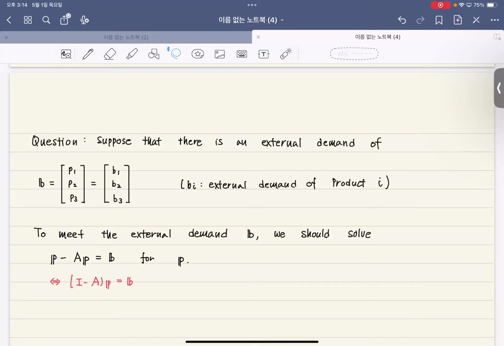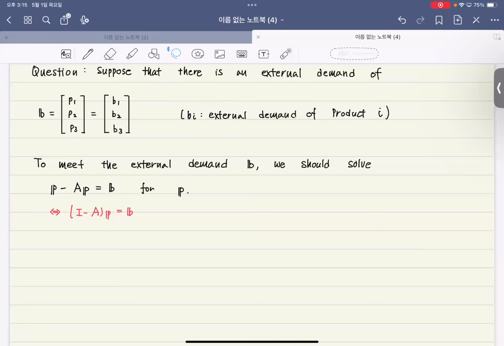So the question is, in order to meet this external demand, which I will call B, you are supposed to solve this equation: the net gain minus the consumption should be equal to B. In other words, can you solve this equation for P? If you can solve this equation for P, then your economy is not doomed. Your economy can go on. But if you cannot find any solution, in other words, if this is not an invertible matrix, then your economy will not be working and will be doomed to collapse.